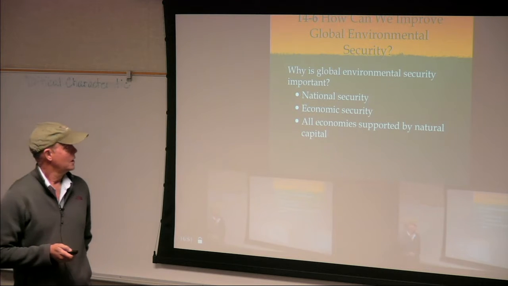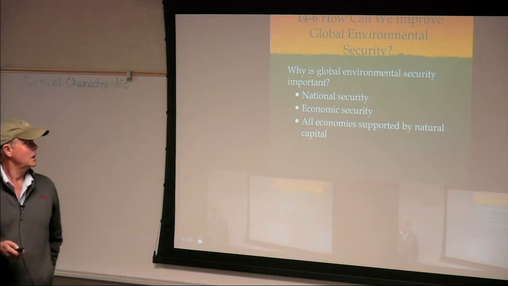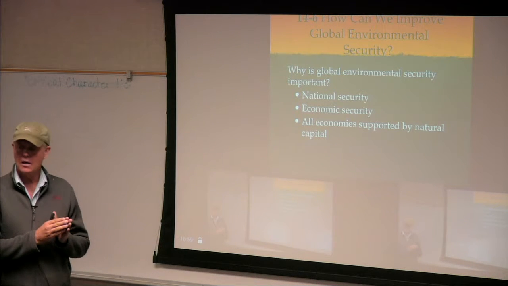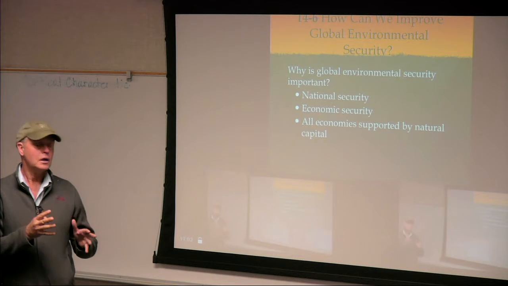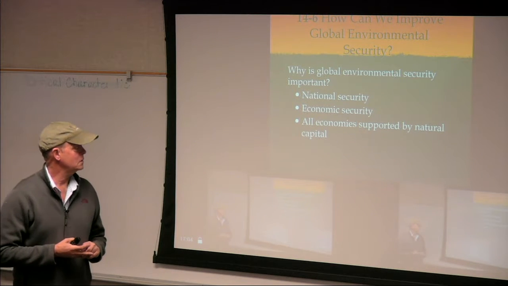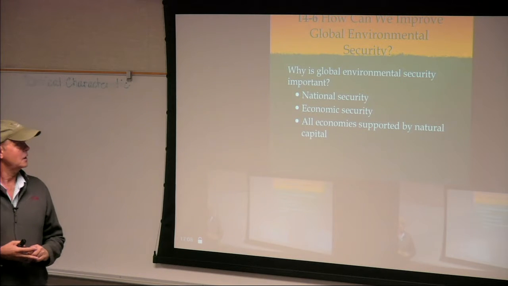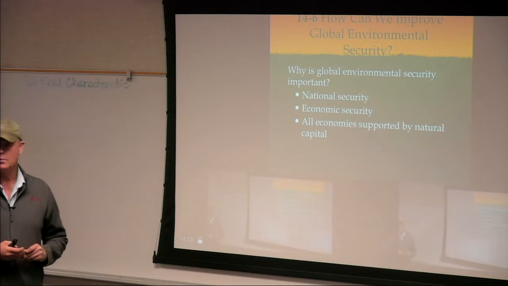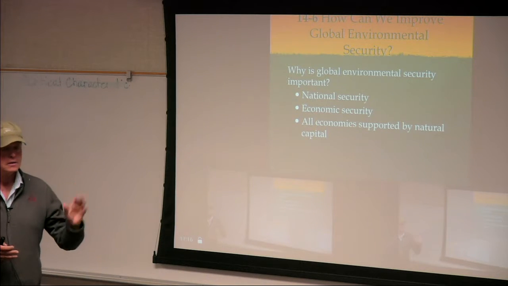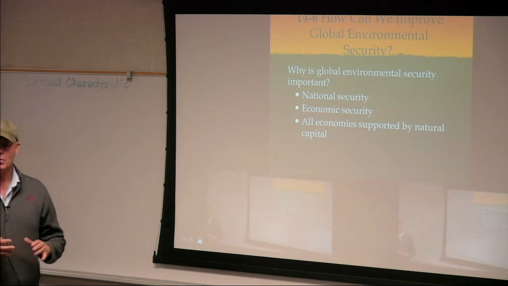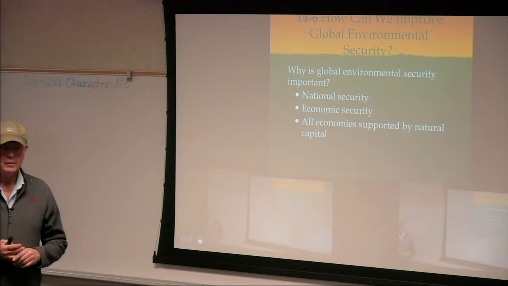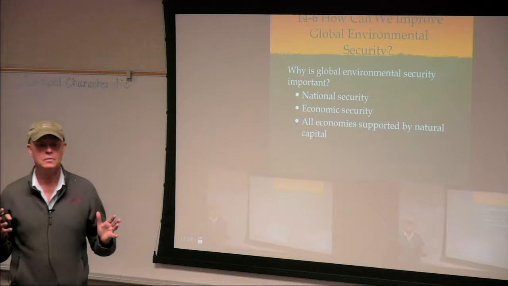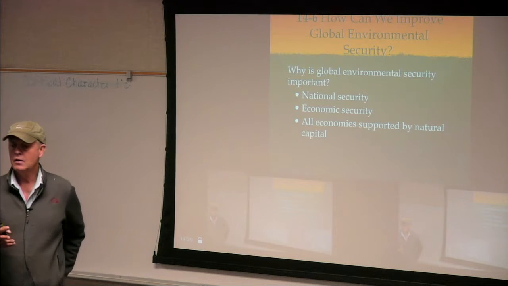All right? So why is global environmental security important? We know that it's not just environmental. In this class, we've been looking at social, economic, and environmental. Why is it important? Well, for national security, economic security, and we all know that our economies now are supported by natural capital. In the past, we just looked at money and buildings and people, and we never looked at the natural capital. And we know that to be secure going into the future, we need to look at natural capital.